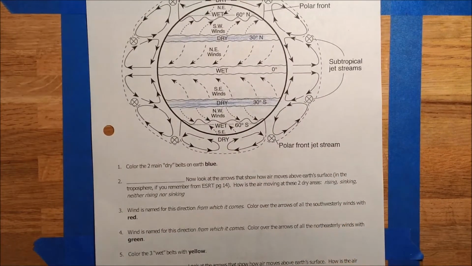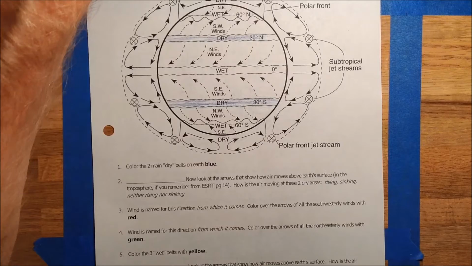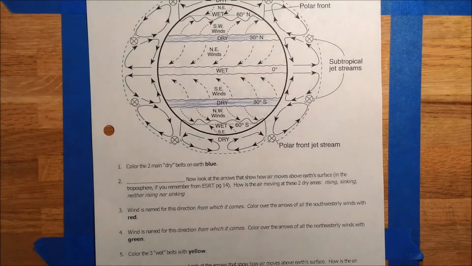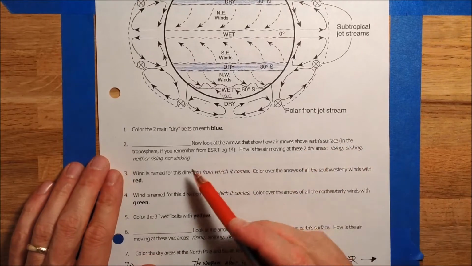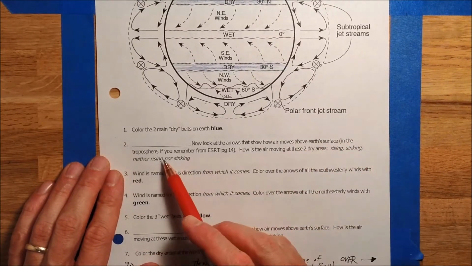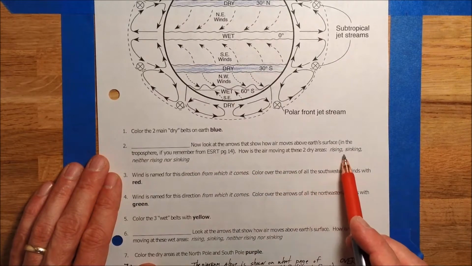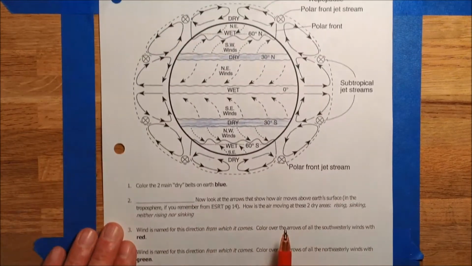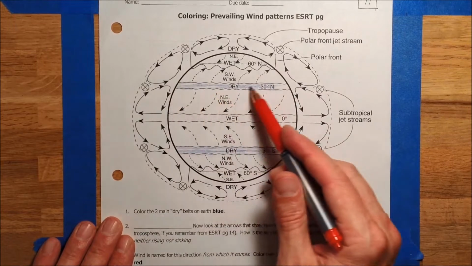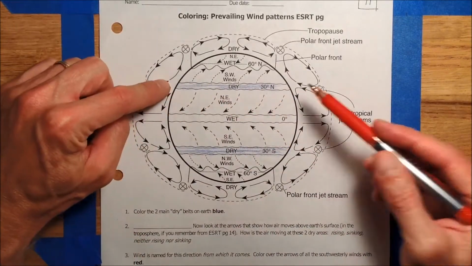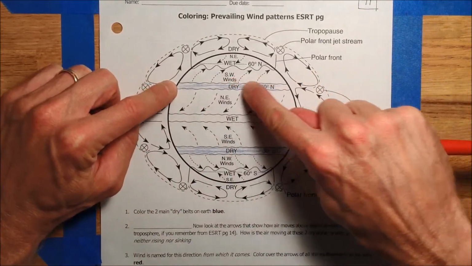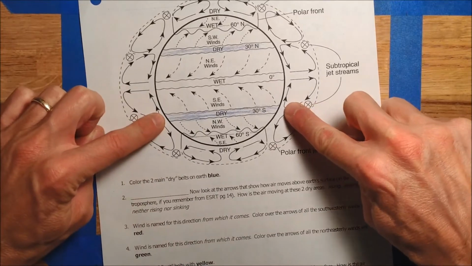Two, now look at the arrows that show how the air moves above Earth's surface in the troposphere. In the troposphere, if you remember from Earth Science Reference Tables, page 14. How is the air moving at these two dry areas? Is it rising, sinking, or neither rising nor sinking? Here's the dry areas here. I have to look either here, here, and here for this dry area. It's the only place that's shown. And here and here. Okay?